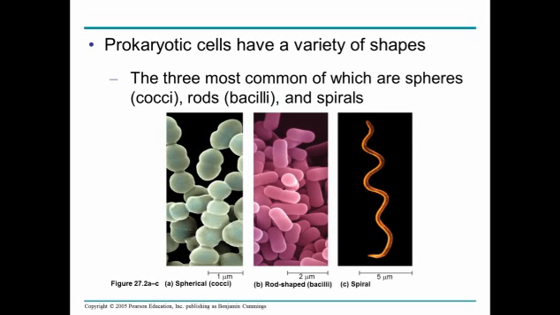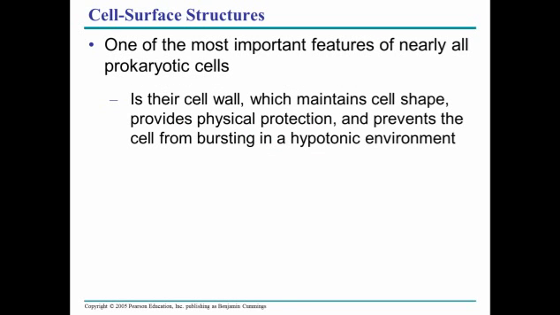Now they come in all different kinds of sizes and shapes. Cocci on the left you see are spherical. Rod-shaped we call bacilli, or bacillus is singular, and the last one, spirilli or spirals, you can see on the right there. All different kinds of shapes, and that's only 3 of them.